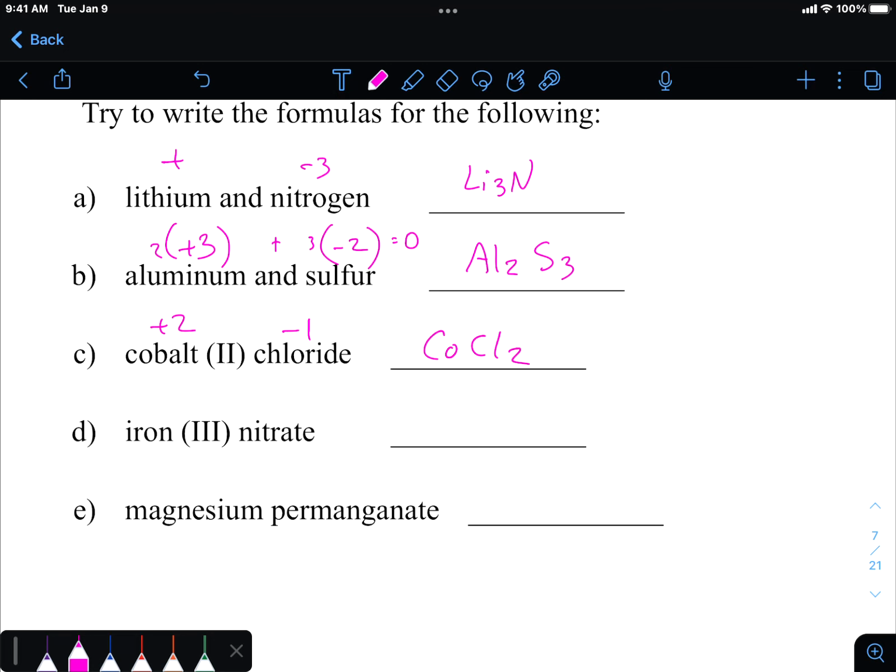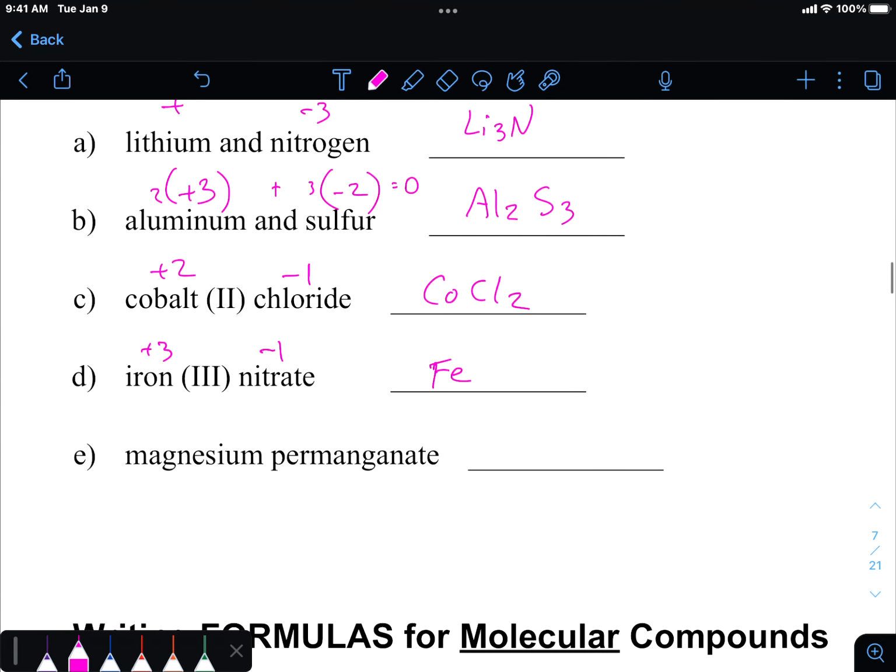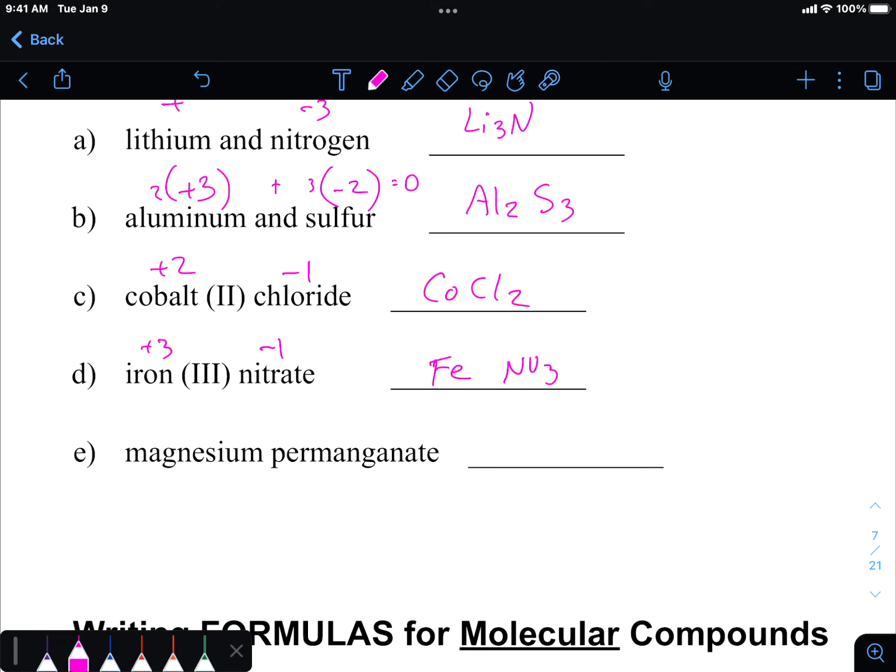What's the charge in nitrate? It's -1. Okay, so iron has a charge of +3. Nitrate, which is NO3, if that has a charge of -1, how do we fix this? Parentheses, and then what subscript do I apply to it? Yeah, 3.